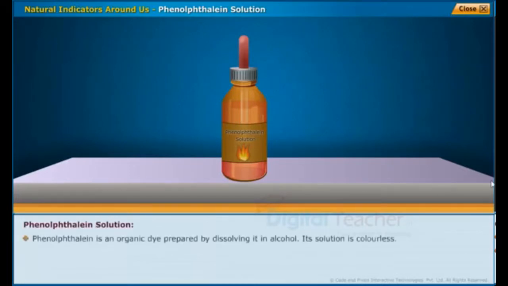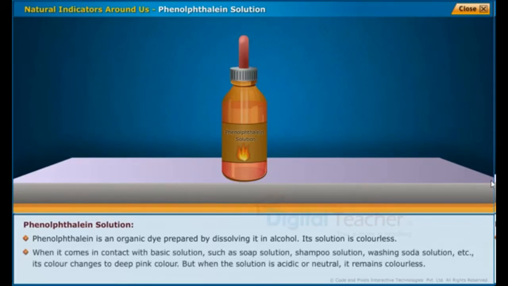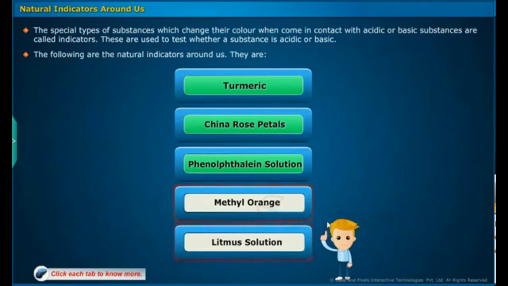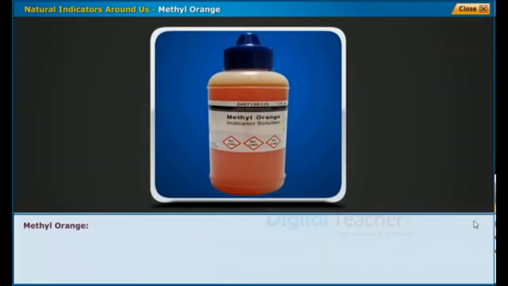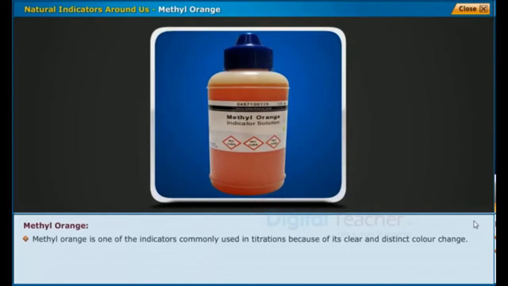Phenolphthalein solution. Phenolphthalein is an organic dye prepared by dissolving it in alcohol. Its solution is colorless. When it comes in contact with basic solution such as soap solution, shampoo solution, washing soda solution, etc., its color changes to deep pink color. But when the solution is acidic or neutral, it remains colorless. Methyl orange. Methyl orange is one of the indicators commonly used in titrations because of its clear and distinct color change. It gives red-orange color with acids and yellow color with bases.